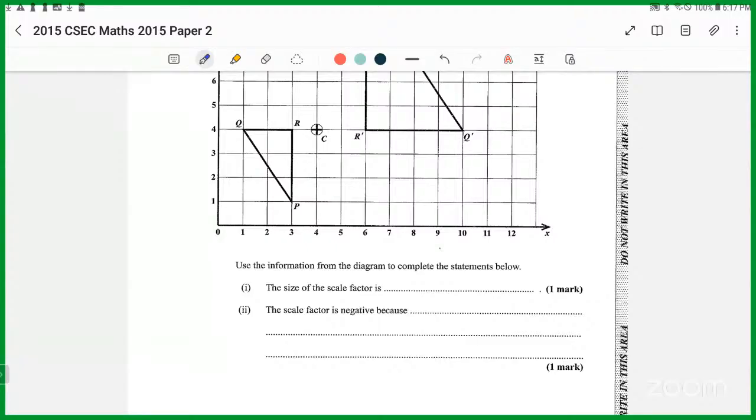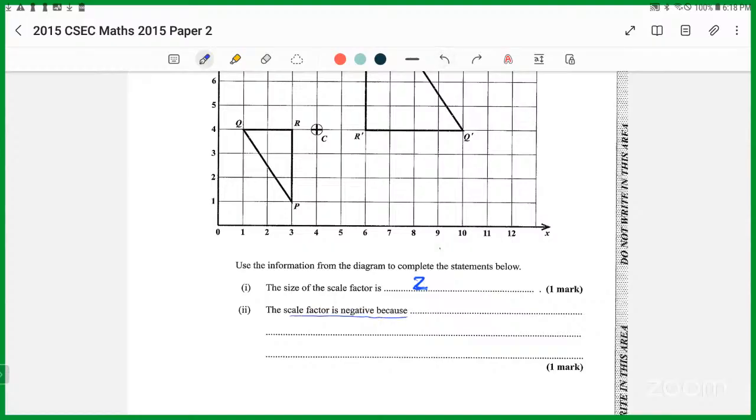See there? The size. Size means you don't put any positive or negative on it. The size of the scale factor is 2. And you can just write it for 1 mark. You see it? This has grown from 2 to 4 by a multiplier of 2. That's the value of the scale factor, or the size of the scale factor is 2.